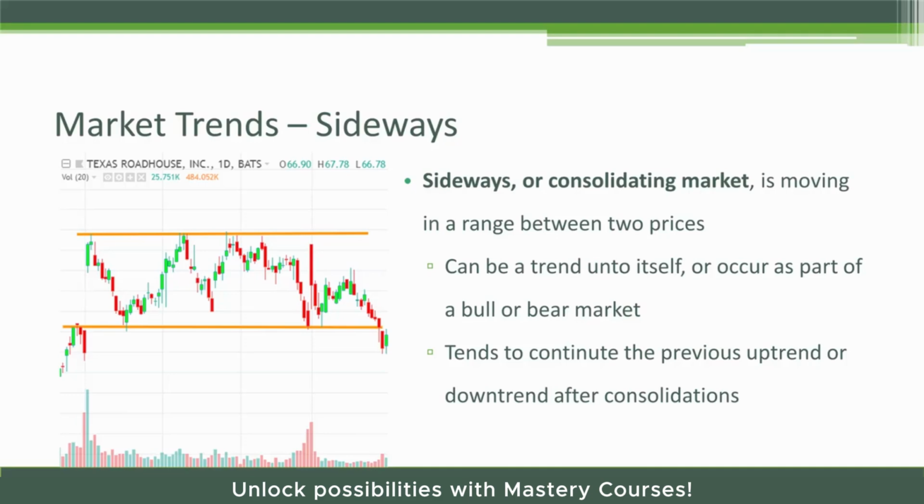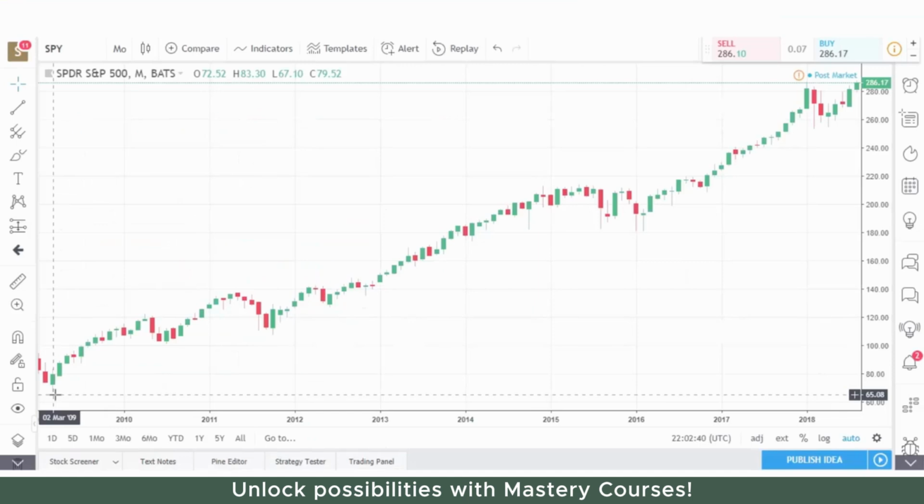And that's why knowing where the general market is headed, as well as knowing where your stock is headed, is important in technical analysis. Now let's take a look at a bull market and two bear markets that have taken place in the last 18 years. The first chart we're going to look at is the S&P 500. The S&P 500 has been in a bull market since March of 2009.